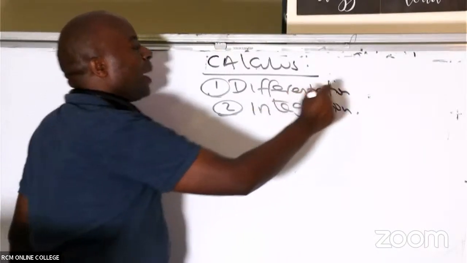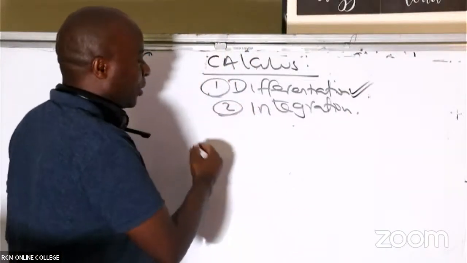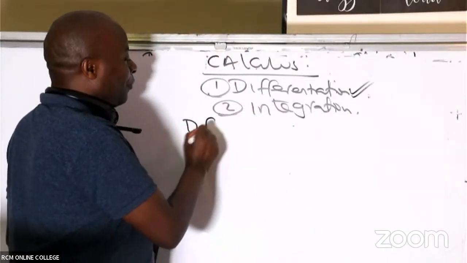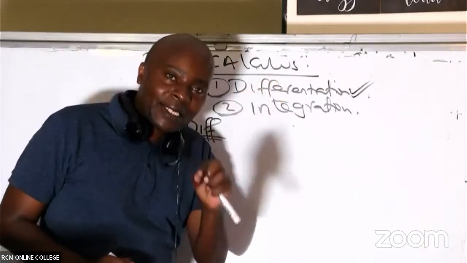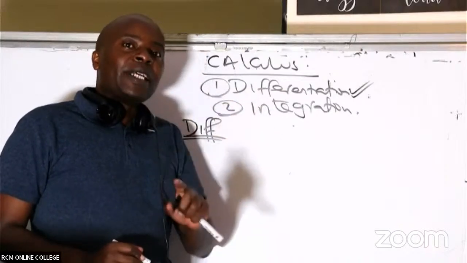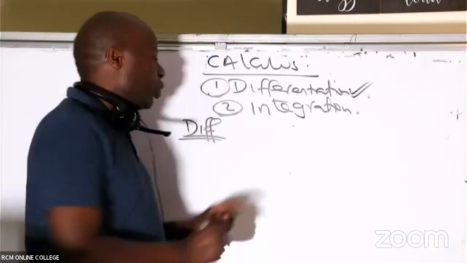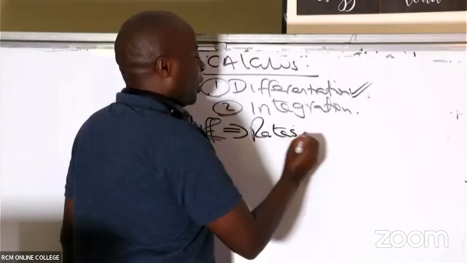So I will remind ourselves, how do we differentiate functions? What is differentiation? When we talk of differentiation, ladies and gentlemen, this is the branch of calculus that is used to derive gradients, that is used to ascertain rates of change. So differentiation is all about rates of change. It is all about gradients.